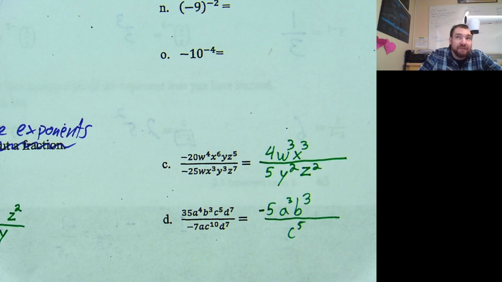Yep, 35 over 7 is 5. And we're done. That's it. That's D. Cool. Questions, comments, concerns?